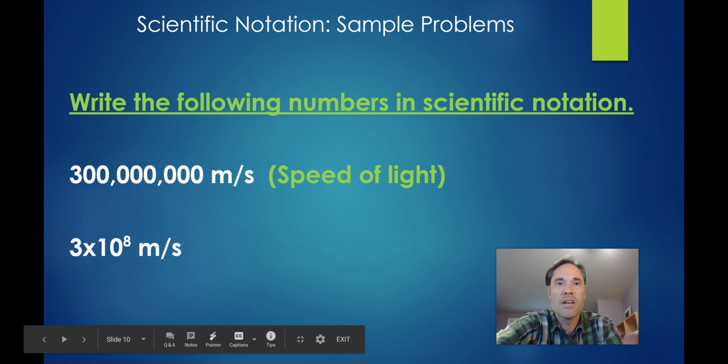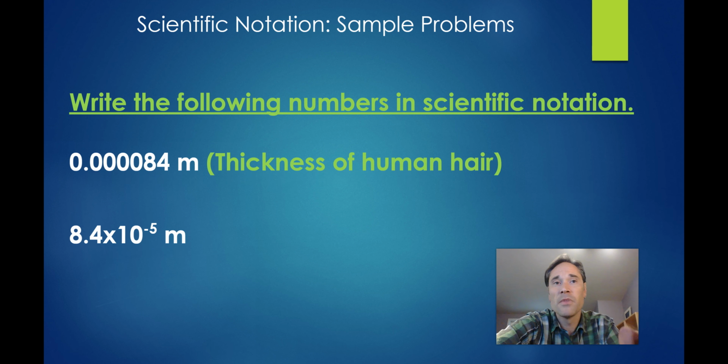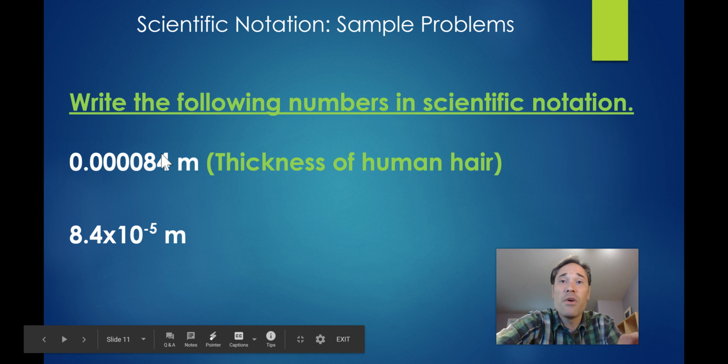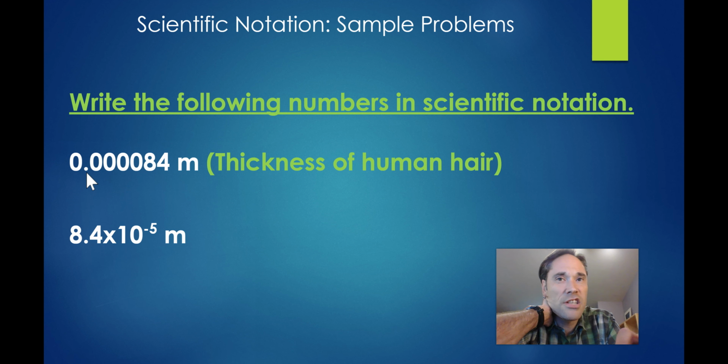All right, let's do it the opposite way around. Let's take a look at the small of the small. Thickness of a human hair, I want to represent this number in scientific notation. If I look at this number right there, I want to put a decimal point in. I want that decimal point to live just to the right of the first non-zero digit.